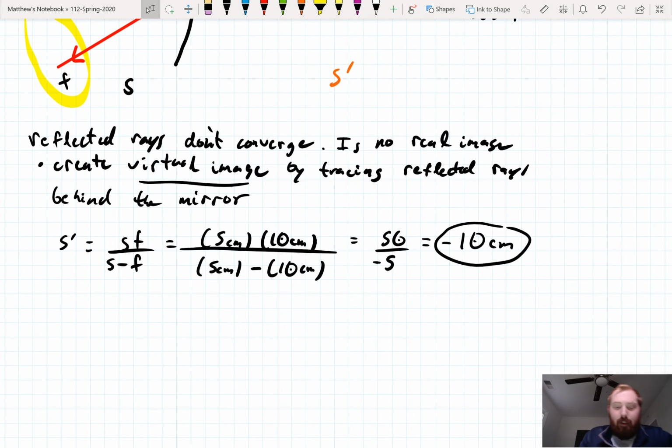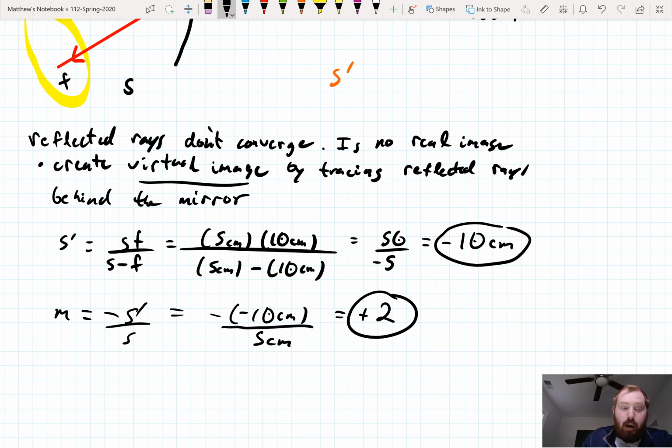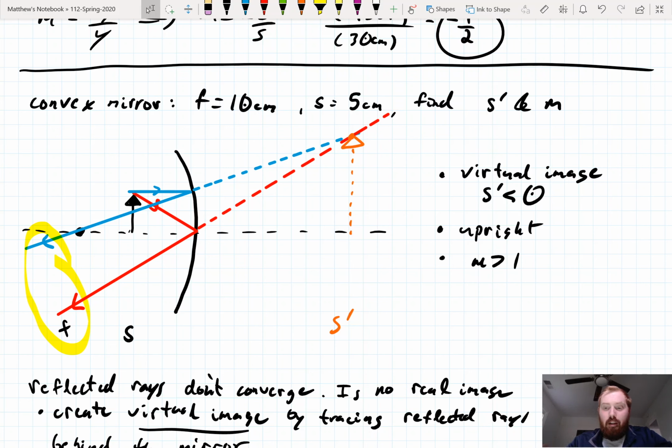All right, magnification. Magnification, once again, is minus S prime over S. So minus, because it's a virtual image, all over 5 centimeters, which will be overall a positive 2. This image is twice as tall as the object. Would you agree that the image is about twice as tall as the object?